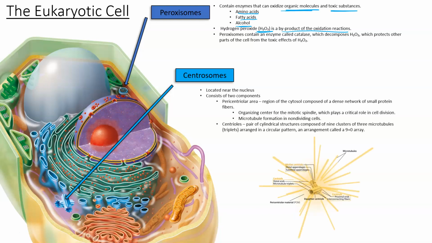Centrosomes are these structures down here. They are going to be located near the nucleus. They consist of two components, which are centrioles and the pericentriolar area. Basically, the centrosomes consist of the centrioles and spindle fibers. Spindle fibers are microtubules. This is the way that the cell actually divides itself, and so the centrosomes allow the cell to divide itself, fostering cell division, mitosis, and meiosis.